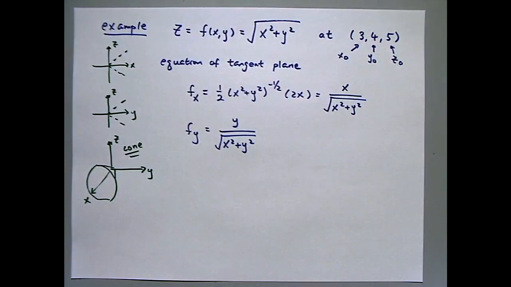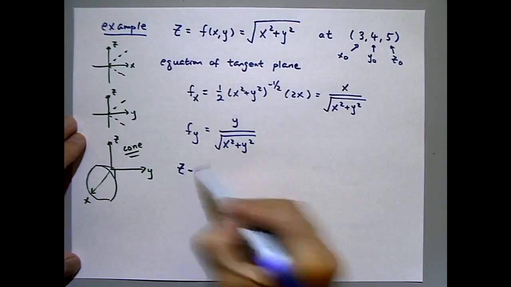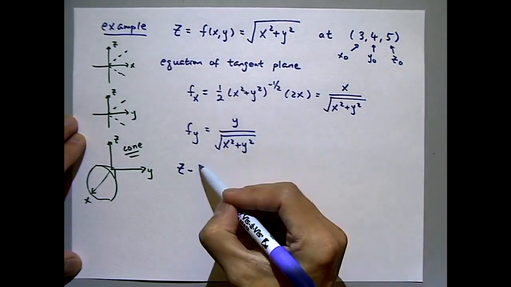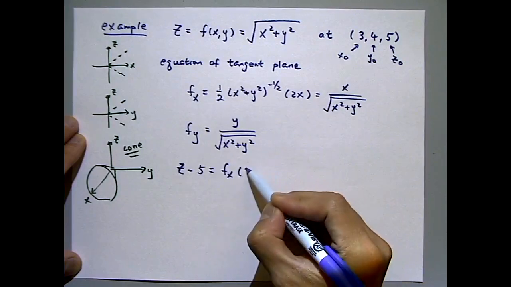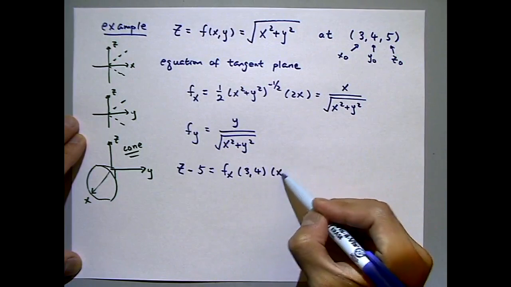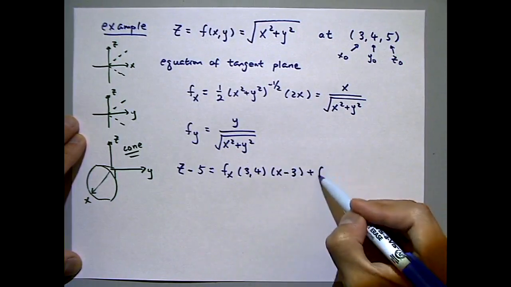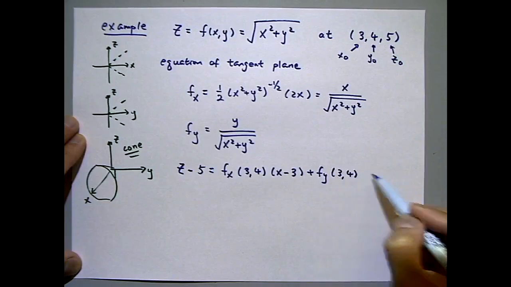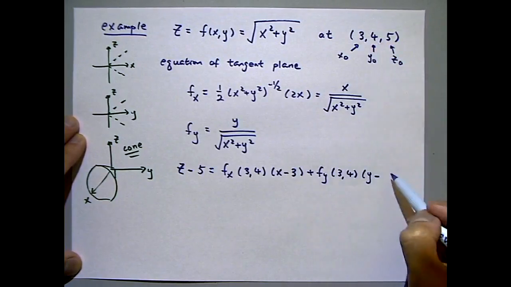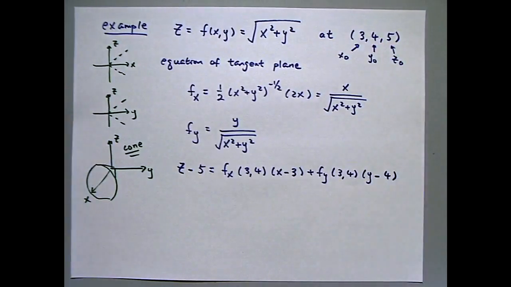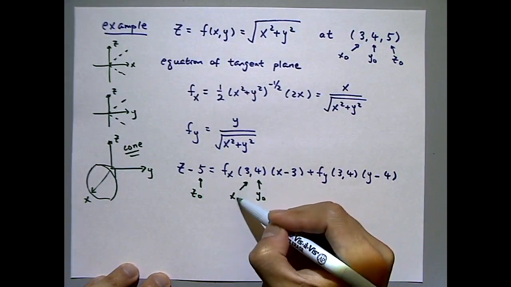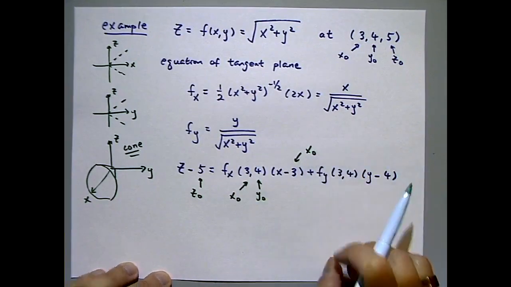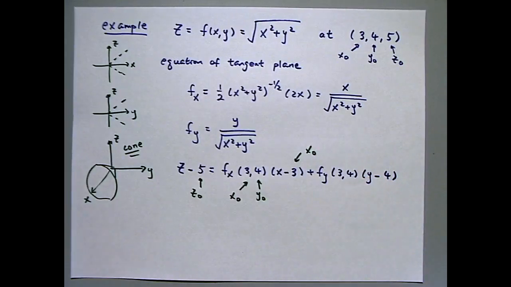And we use the equation we just derived on the last page. The equation of the tangent plane is z minus the z component of the point equal to fx at that point times x minus the x component, plus fy at that point times y minus the y component of that point. Okay, so that's the equation we had in the blue box on the last page.